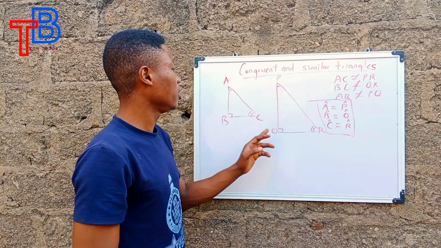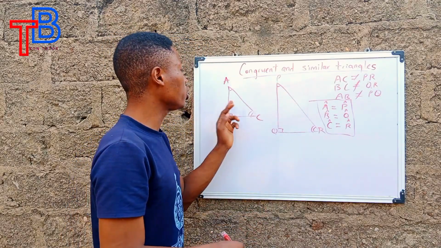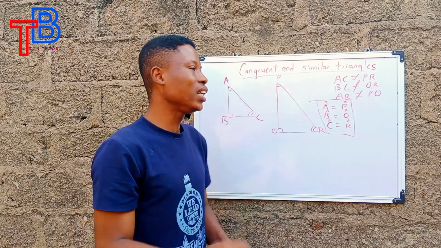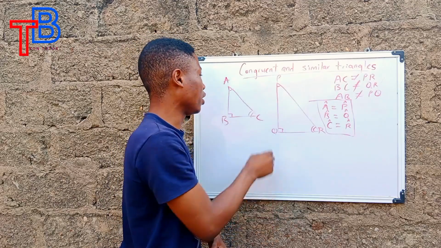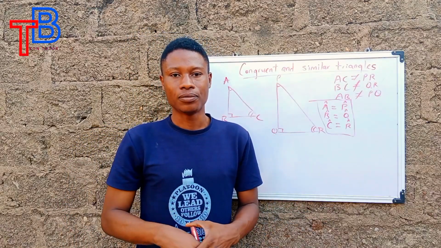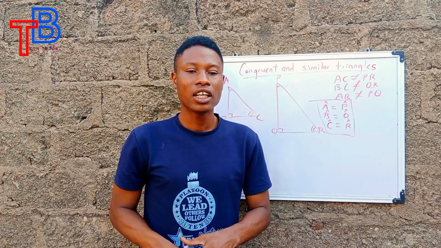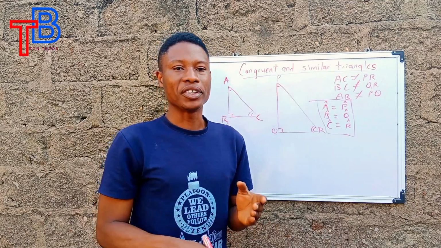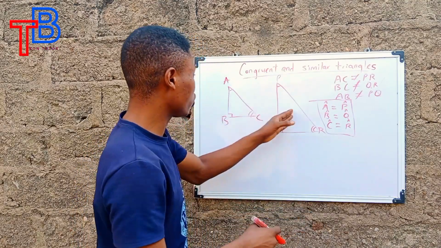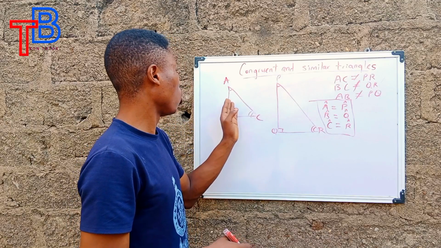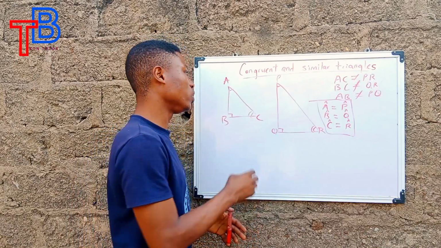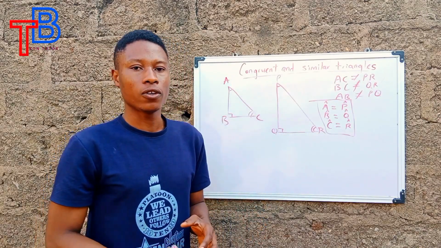Truly, this side is not equal to this side, but because the triangles are similar to each other, there will be a certain ratio that will relate this side with this side and also this side with this side, that will relate all the two sides together. What I'm trying to let you understand is that truly the sides are not equal, but it is just a magnification of the smaller triangle. This big triangle is like a magnification of this small triangle. Therefore, there will be a scale factor that will relate this triangle with this triangle.